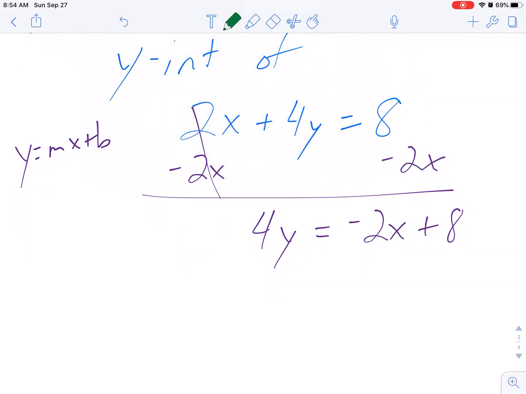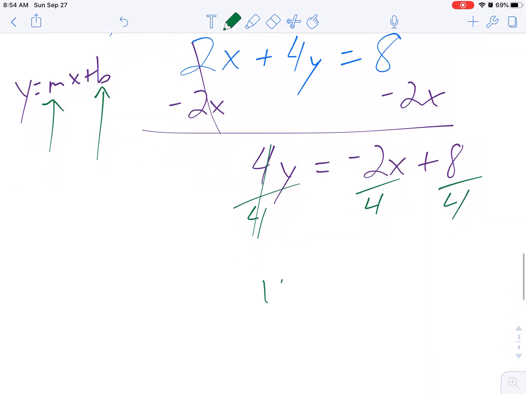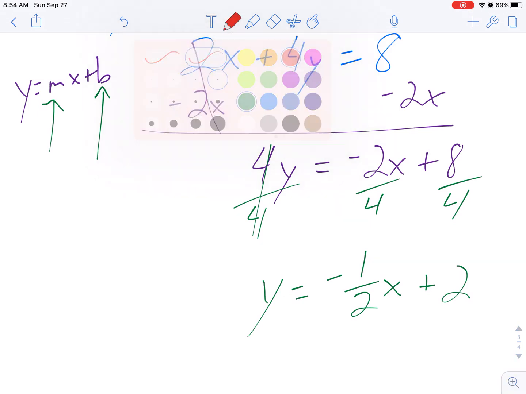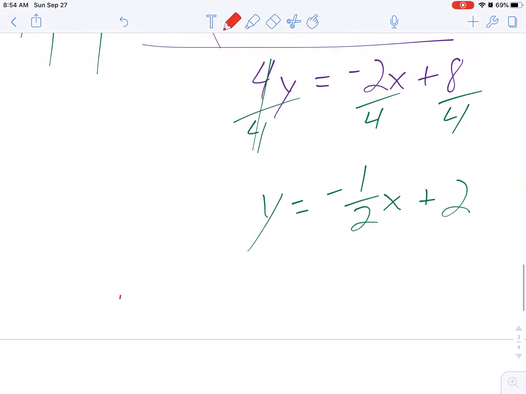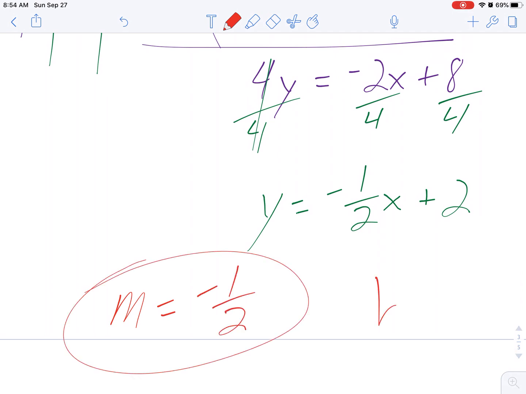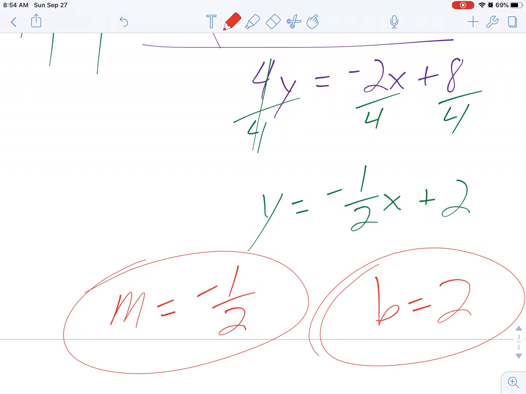We can write the slope. The slope is m. We can write the y-intercept, okay? So these are two-step problems. You just have to get y by itself. And right there, that reveals the slope and y-intercept for you. So the slope is -1/2. The y-intercept is 2. All right.